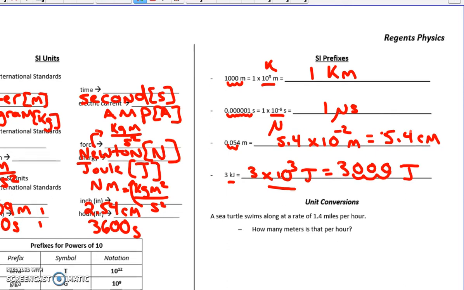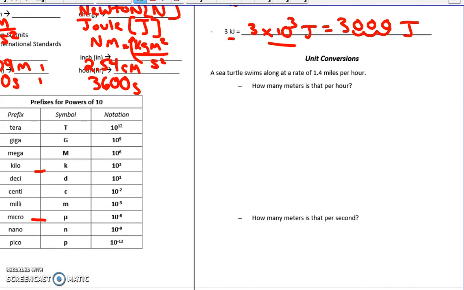All right, and if we want to do some conversions, okay, we have a sea turtle swimming along at a rate of 1.4 miles per hour. Now, you've probably seen this before on speed limit signs, something like that, MPH. We're going to write it like this, miles over hours. And it's really important because what we want to stress is that miles is in the numerator, and hours is in the denominator.